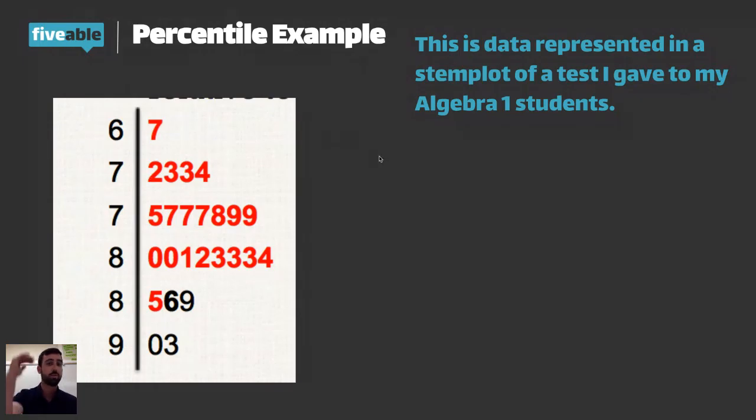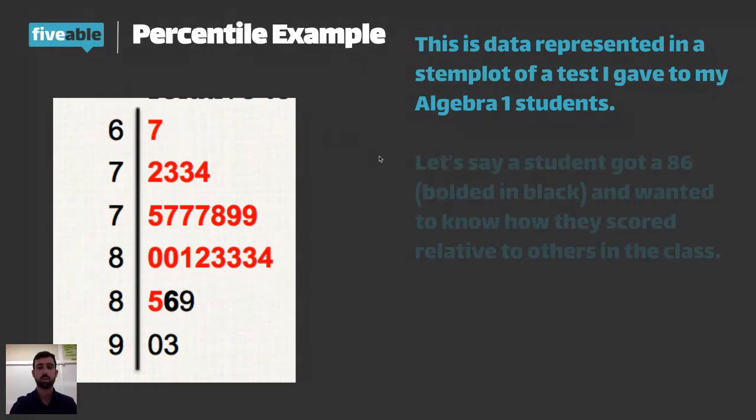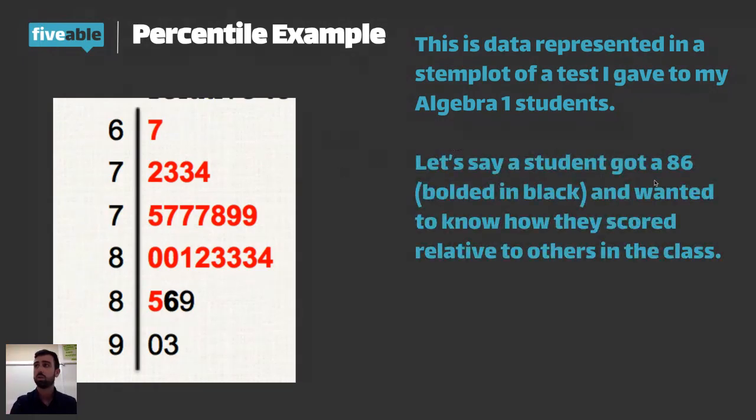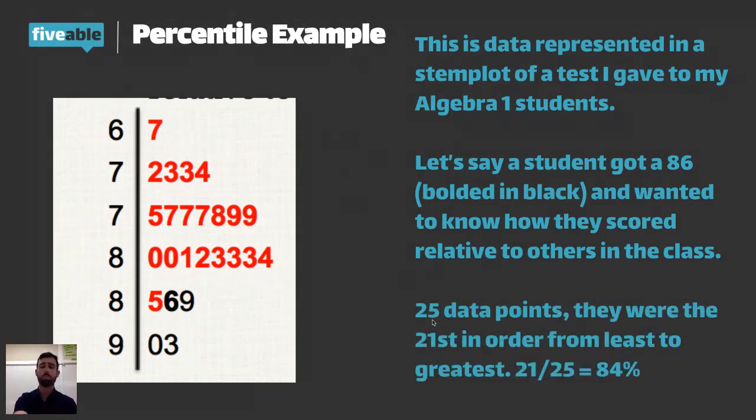So if I gave this algebra test and I wanted to know the student who got a 68, which is bolded in black right here, how did they score relative to the rest of their class, or what was their percentile? So here's how we would do that. We would take the total number of data points, which is 25, and since 86 was the 21st, we would take 21 divided by 25, and we would get 84 as our percentile.